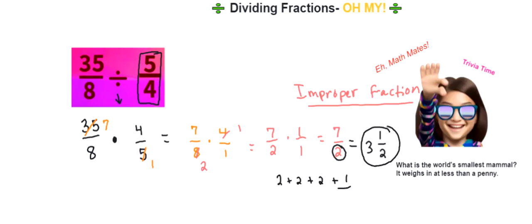So what is the smallest animal? Excuse me. It is a bumblebee bat. Get a chance to look it up. I didn't know that one, so I thought it would be kind of interesting. All right, let's go on. Let's go on to the next one.